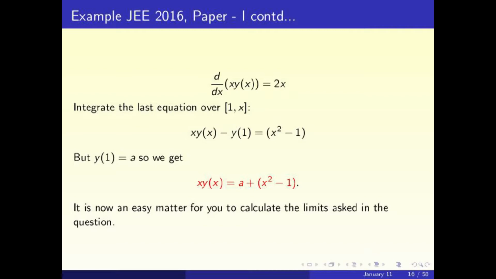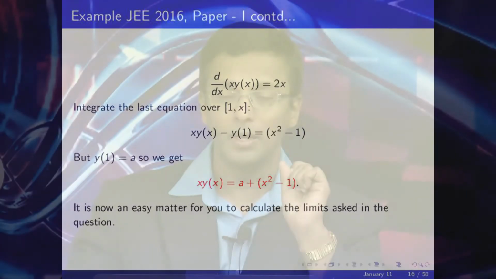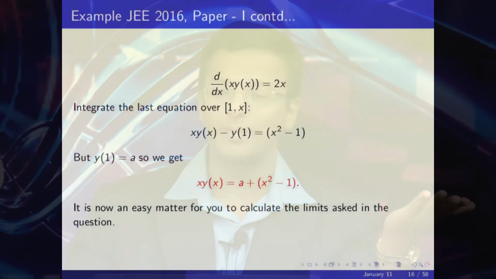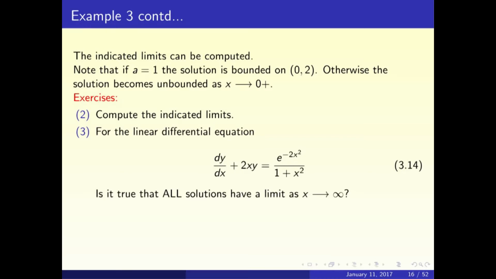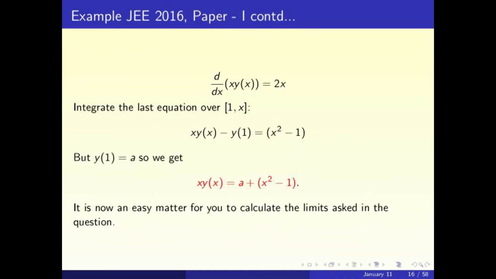So what do you get? y of x equal to a upon x plus x minus 1 upon x. And then you proceed to calculate the limit of y prime of 1 upon x, x y of 1 upon x, and x squared y prime of x using the last display in the slide. I would like you to calculate these limits and answer the question. Now notice that if a equals 1, then the right hand side simplifies, right? x y of x equals x squared if a happens to be 1.